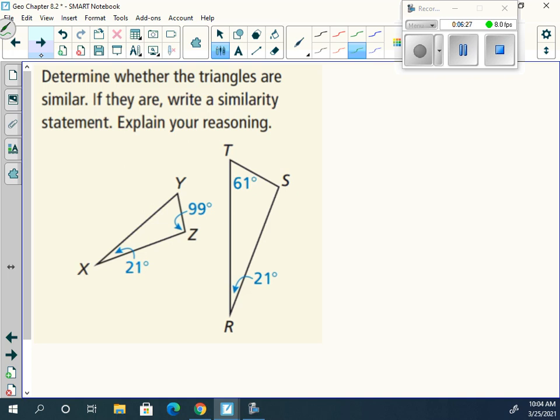So we have two angles and two triangles. Do we have two sets of congruent angles in these two triangles yet? No, we only have one. I know that angle X is congruent to angle R, because they gave us that. I just need another set. Well, I need to either find the value of angle Y or the value of angle S. Which one do we want to find?